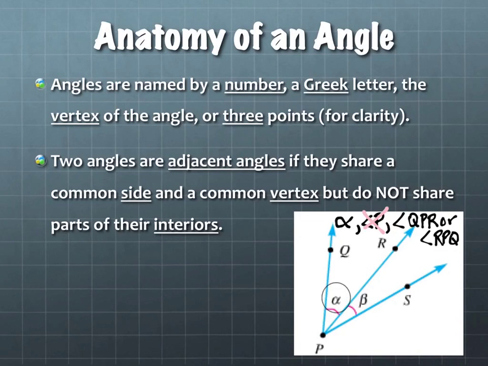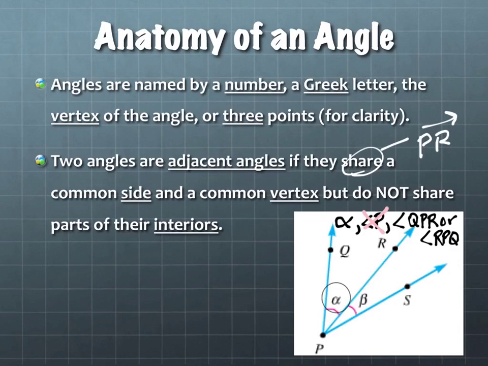Let's see. 2 angles are adjacent if they share a common side. This one does, right? What side do they share? Yeah, ray PR, right? They share ray PR. And a common vertex, right? They share the vertex P. But they don't share any parts of their interior. You know, the rays don't overlap.